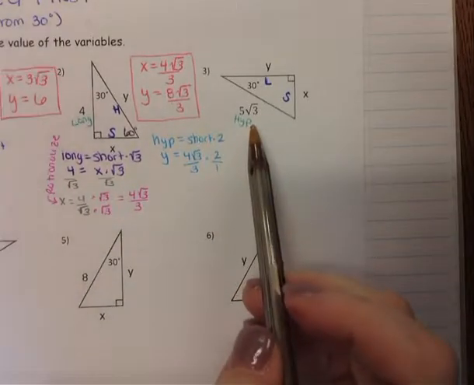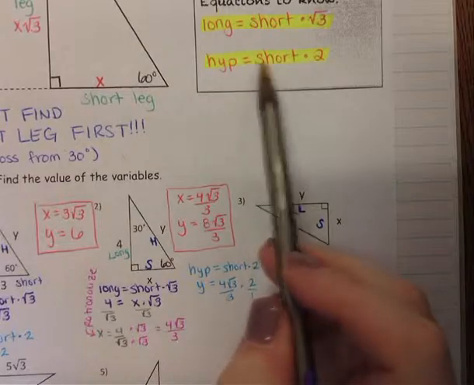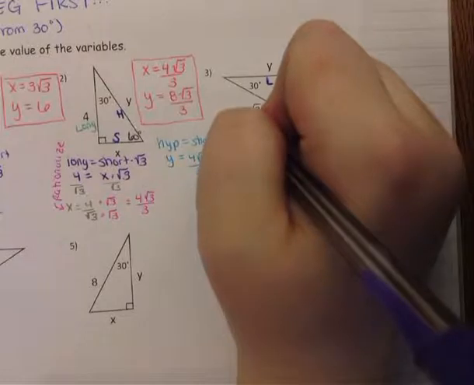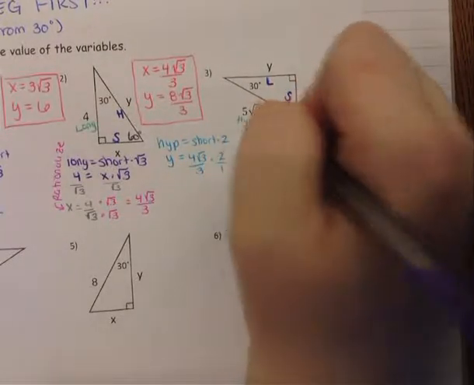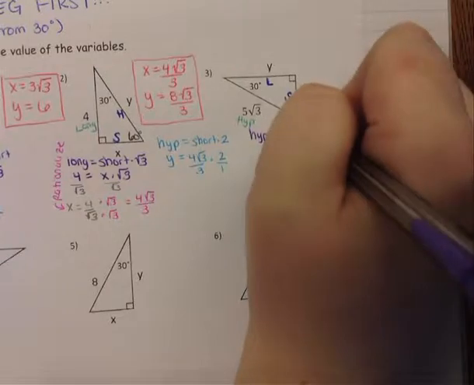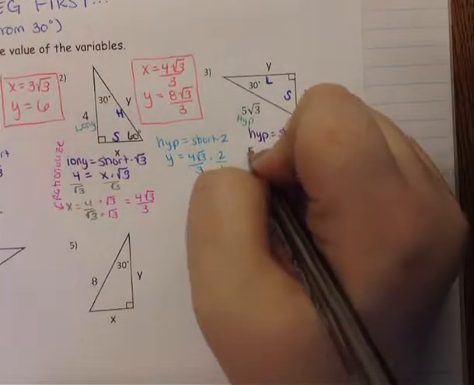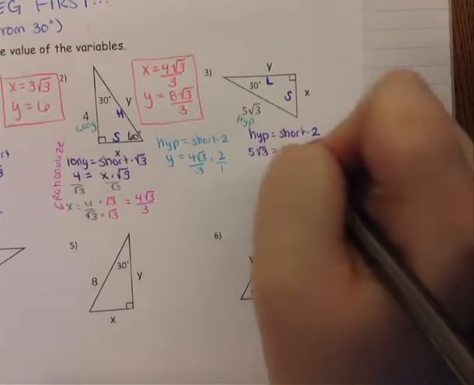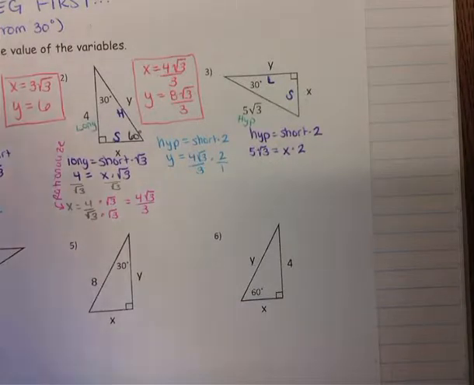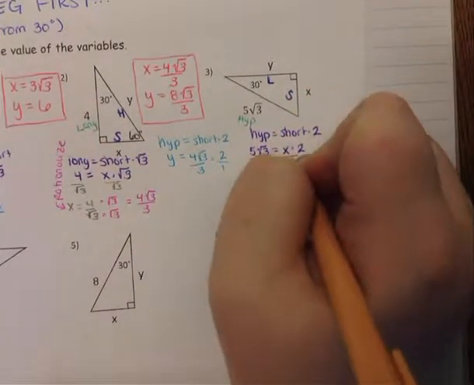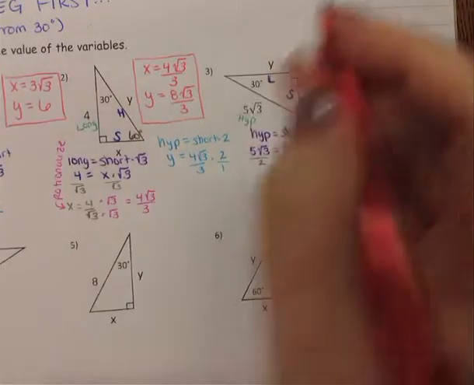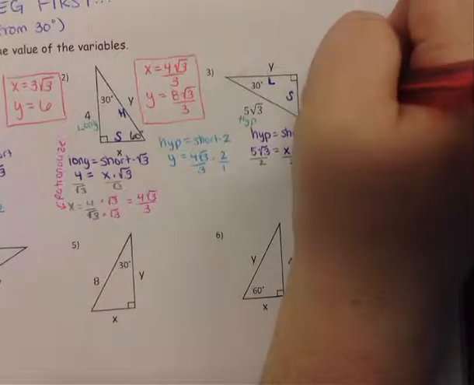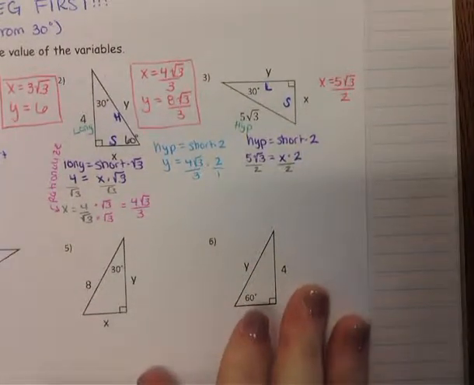Since we have the hypotenuse, we want to use the equation: the hypotenuse is equal to short times 2, because we always want to find our short. So the equation hypotenuse is equal to short times 2. Hypotenuse is 5 square root 3 equals, our short is represented by x, and we multiply it by 2. So we want to divide by 2. So x will equal 5 square root 3 over 2. And this cannot simplify further, and you do not need to rationalize.